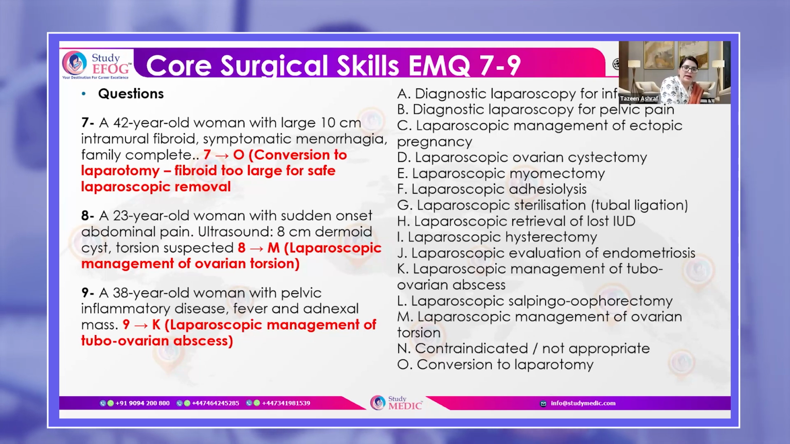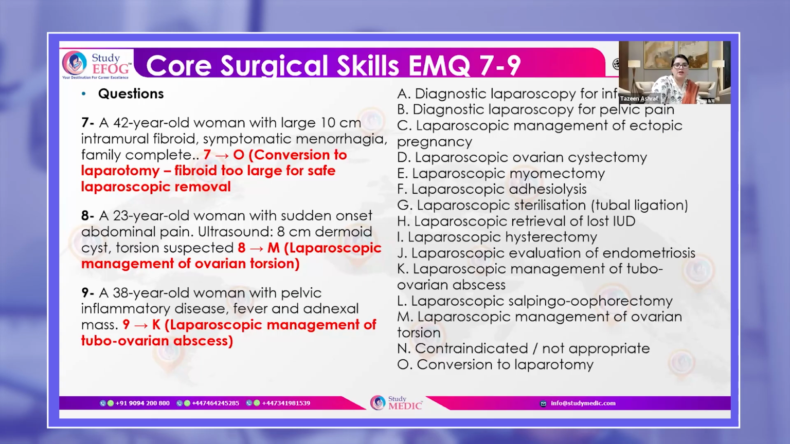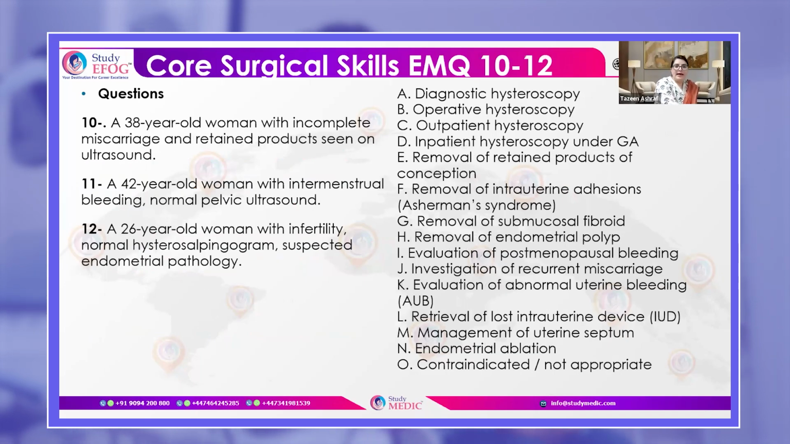38-year-old woman with pelvic inflammatory disease, fever and adnexal mass. Okay, so laparoscopic management of tubo-ovarian abscess would be there. Fever is indicating that this is pelvic inflammatory disease. Adnexal mass is indicating that this is abscess or tubo-ovarian masses. Most of the time in case of pelvic inflammatory disease, when masses are there, these are abscesses. So the gold standard for pelvic inflammatory disease is laparoscopy. So that would be laparoscopic drainage or laparoscopic management of these tubo-ovarian masses.